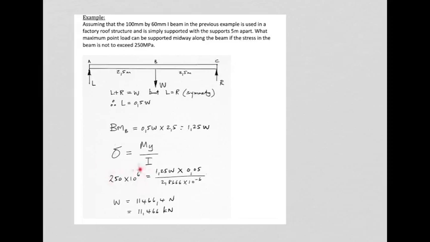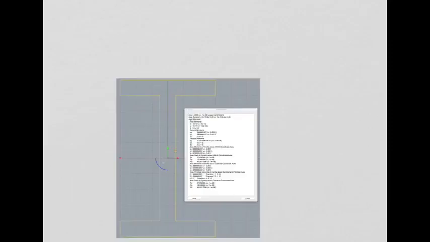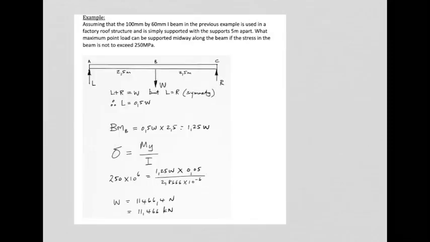And we are told that the stress may not exceed 250 megapascals. So let's make the stress 250 megapascals. Insert bending moment at 1.25 W, multiplied by Y. Remember what Y is? It is the distance from the neutral axis here to the outermost fiber, which is 0.05. Let's just check where that came from.